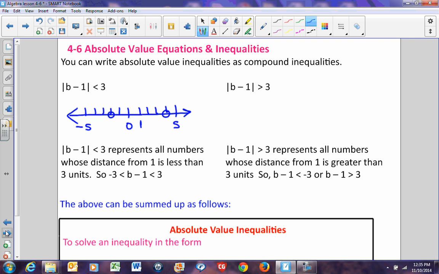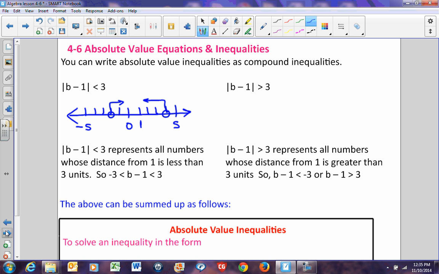Any number that is less than 3 units away, that means I can go that way, and I can go this way. Which means this is an and inequality. A less than becomes an and inequality, doesn't it? Because they're going to end up going toward each other. So this inequality becomes such that b minus 1 is greater than negative 3, but less than 3. Okay? Because it's got to be 3 units away.